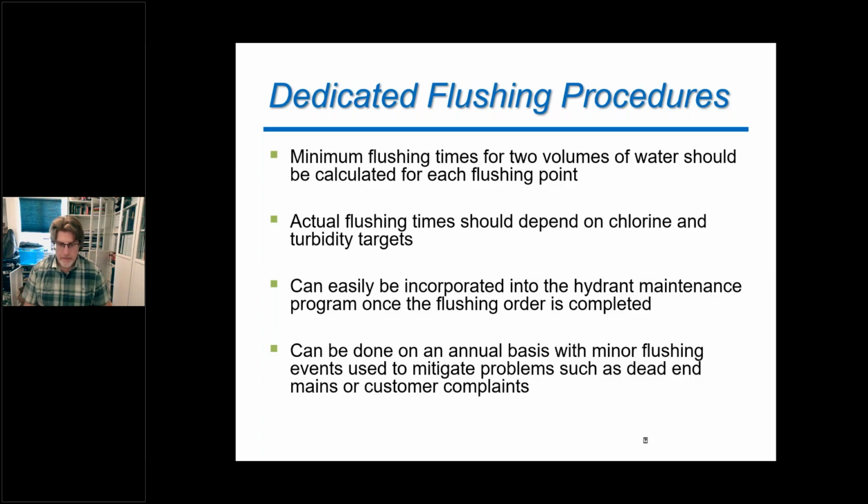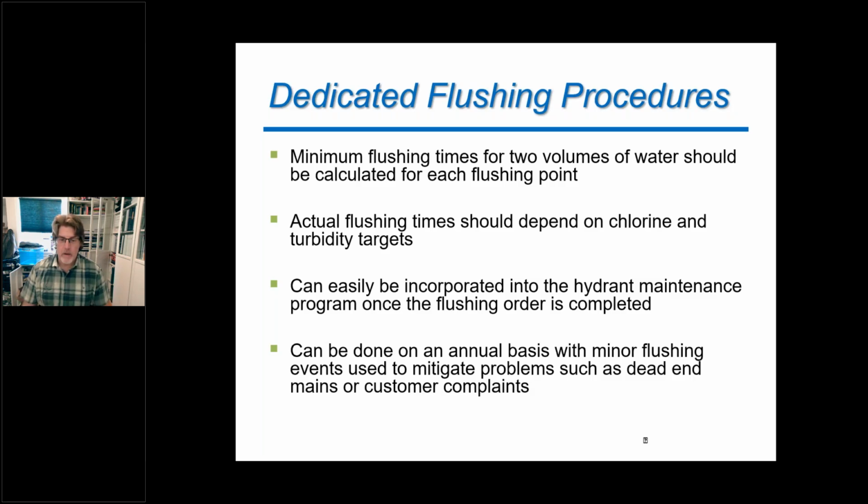So, for example, if we have looked at a section of pipe and we have determined there's 5,000 liters of water in this section of pipe between hydrant number 1 and hydrant number 2. And when I'm flushing hydrant number 2, I'm doing 1,000 liters a minute. So it's going to take me 5 minutes to flush one volume. I need to double that. And now my flushing is going to take 10 minutes.